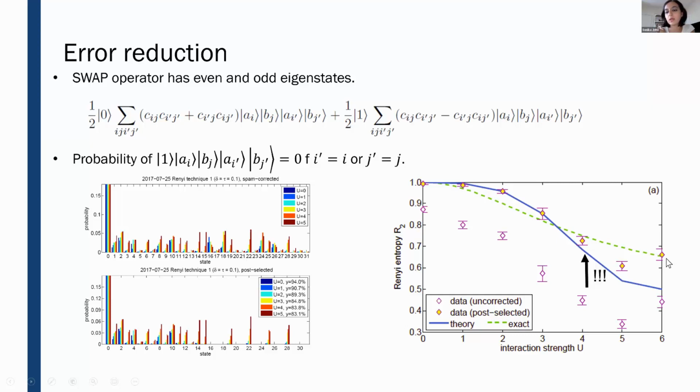Does that make sense? So there are errors that will come in the design of your circuit itself, and then there are errors that will come in executing the circuit on the quantum computer.